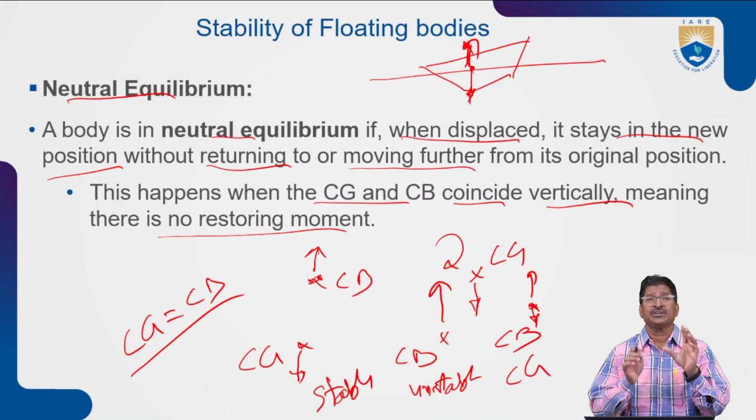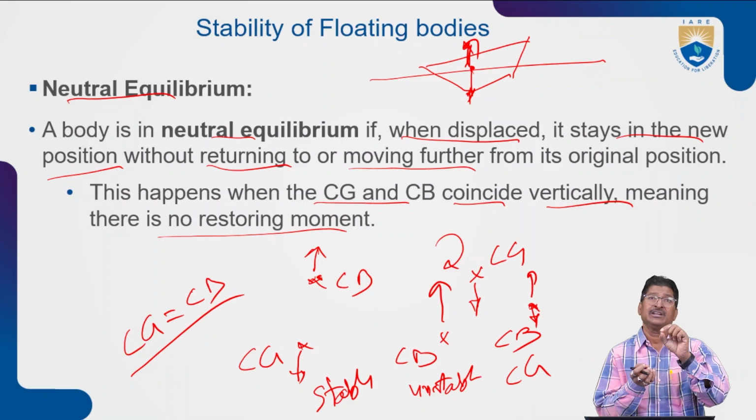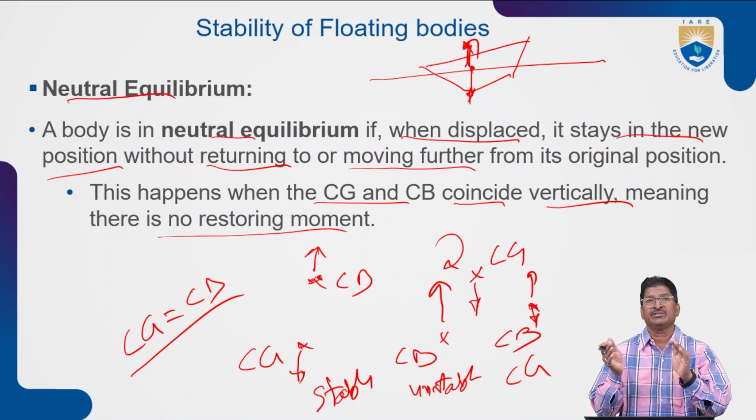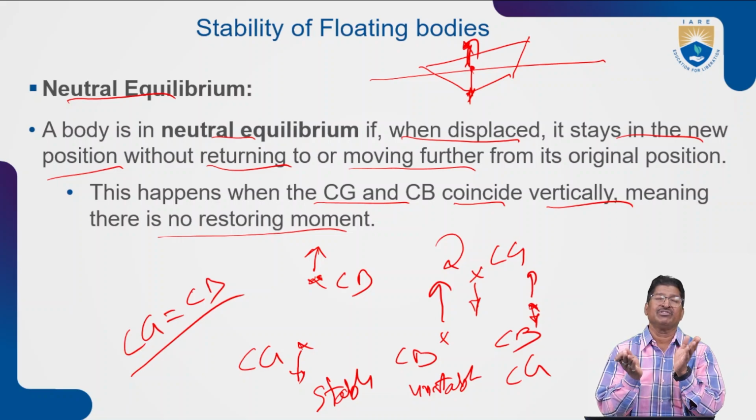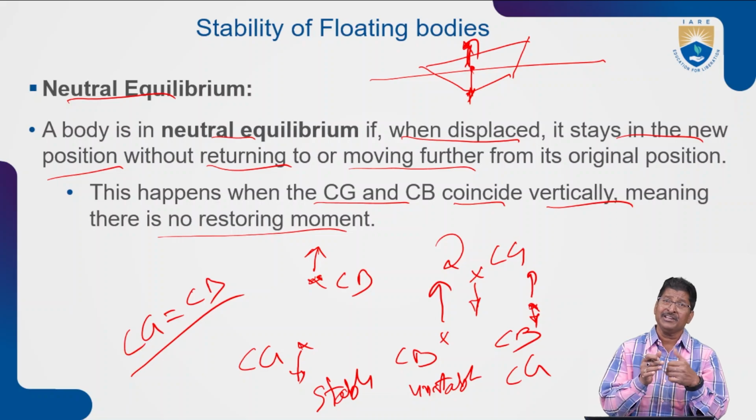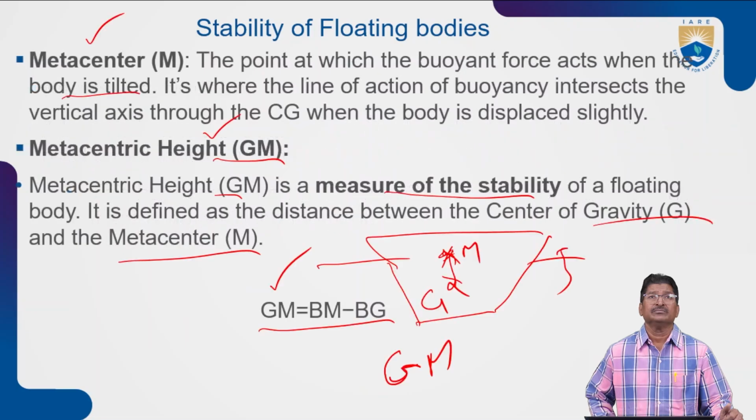Neutral equilibrium means the weight of the body is equal to the upward force, the buoyancy force. So the buoyancy force and weight are both the same and also acting at the same point. Then it is called a neutral equilibrium. If a small tilt is given, it will not restore its moment. So it will stay at that position only because both the same forces are acting at the same point. That's why it will not restore. It neither sinks, just like an unstable one. Then it is called neutral equilibrium.